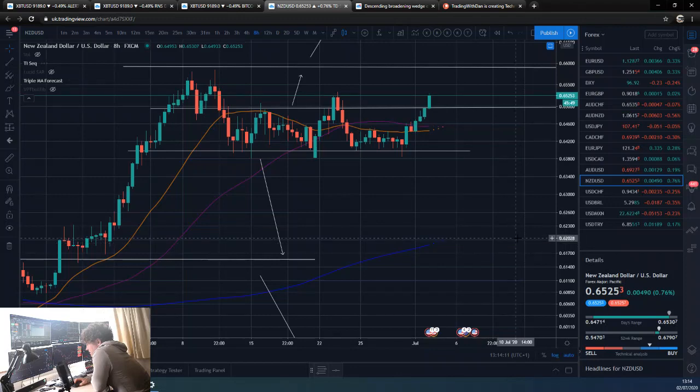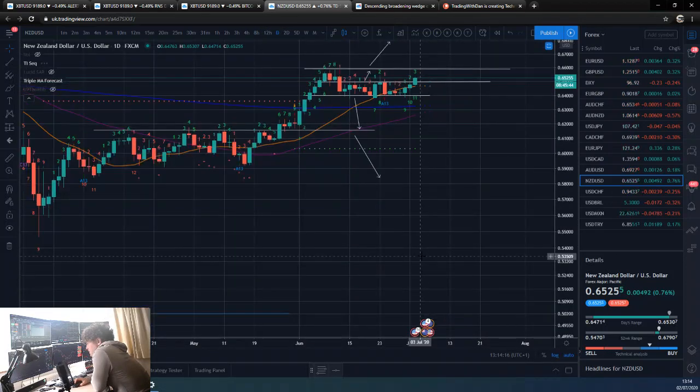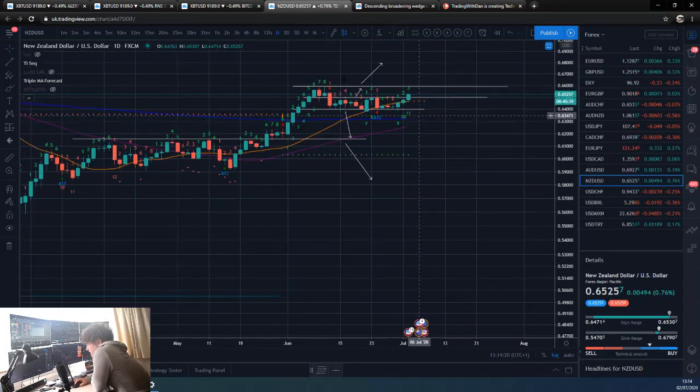New Zealand dollar, US dollar, daily first. Yeah, been supported, making a beeline for the broken level as well, making a beeline for the top of this, and it could break that and keep going upwards. Got back above the 21, looking good.